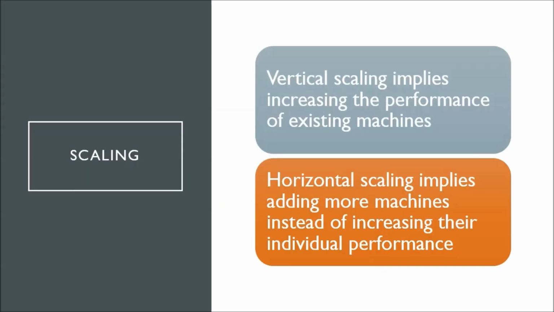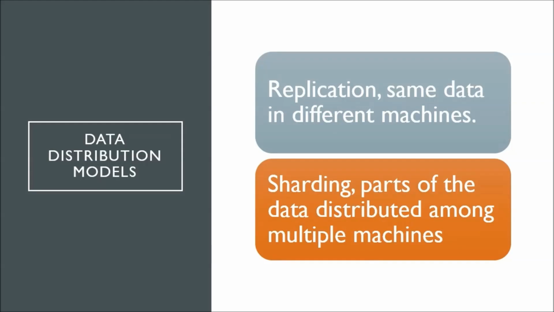There are two ways we can handle this problem. We either scale vertically by increasing the performance of existing machines, or horizontally by adding more machines. Usually, the latter is preferred due to reduced costs. Now, after scaling out, we need to consider our data distribution model. We have replication and sharding.